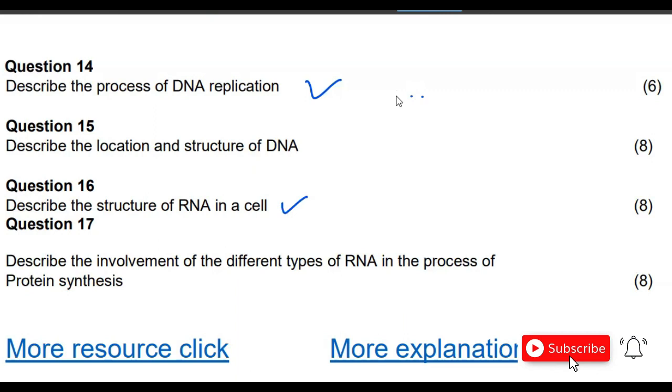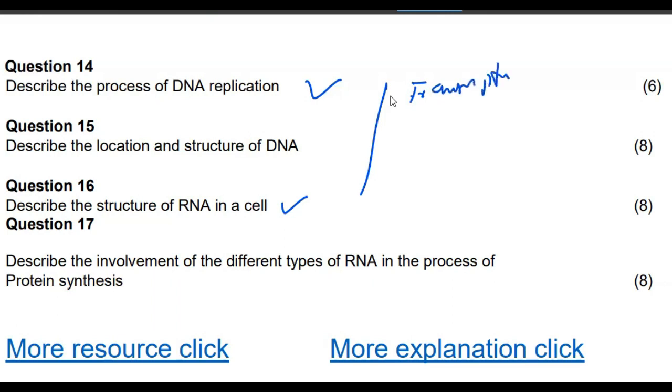Describe the involvement of different types of messenger RNA process in protein synthesis. Here they are talking about the functions of each. For example, you talk about transcription and then translation. So it's like you are describing the whole process of protein synthesis. Another thing you need to know here is also describe transcription in detail, and then also translation. And then also what they can ask you is why the mutations occur.